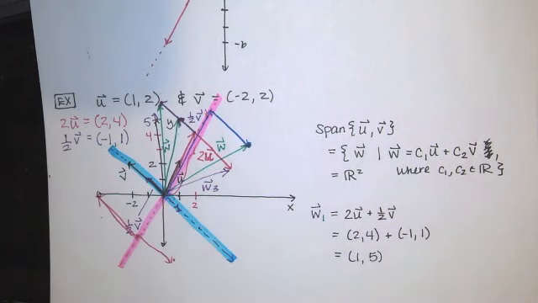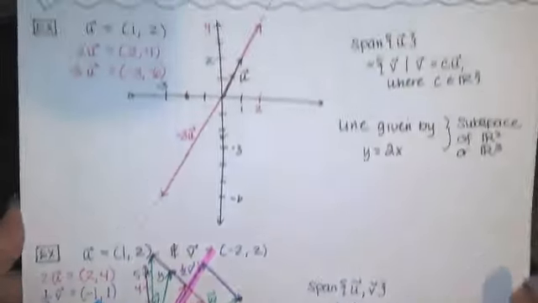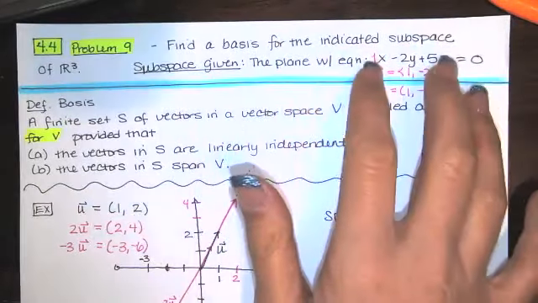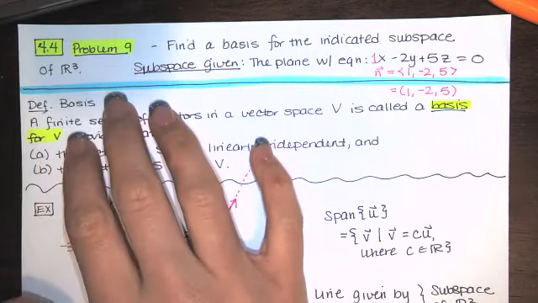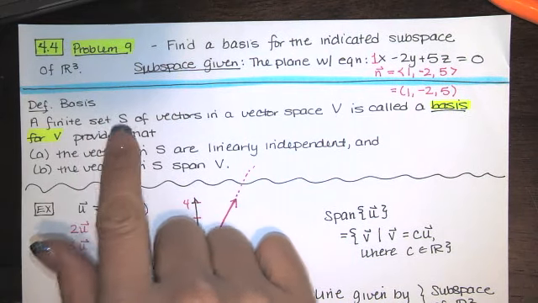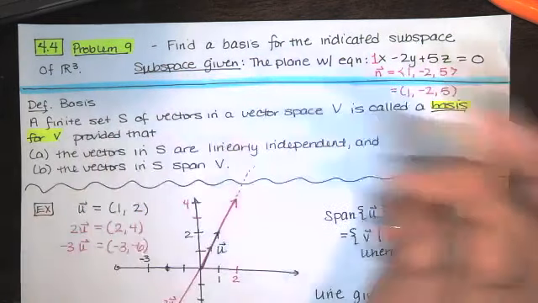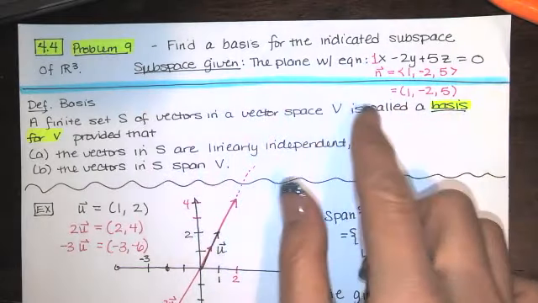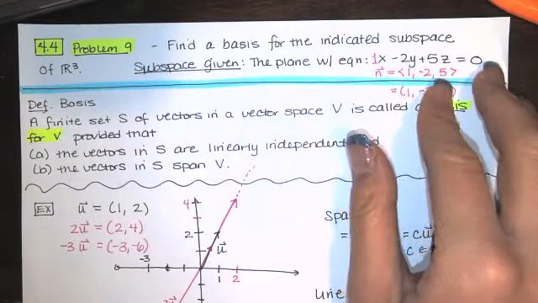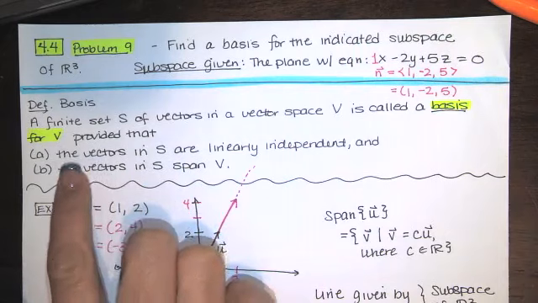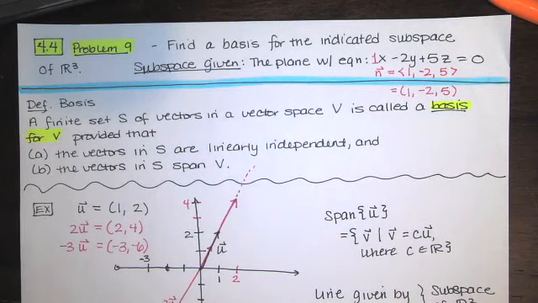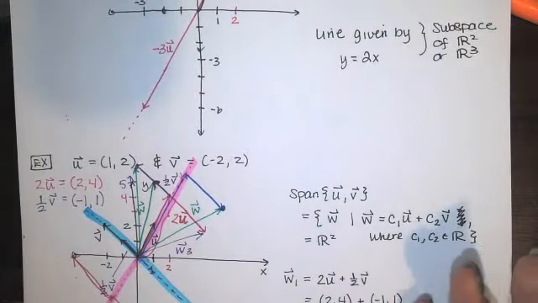Now, so that's span. Now, your question deals with three-dimensional space. It says, find a basis for the indicated subspace of R3. Now, here's your definition from your textbook. It says, a basis is a finite set S of vectors. So we don't want an infinite set, we just want a list. And it's called a basis for the subspace V, and the subspace V is this plane, provided that the vectors in S are linearly independent. Linear independence, for our purposes, when you're talking about two vectors, just means that they're not multiples of each other.